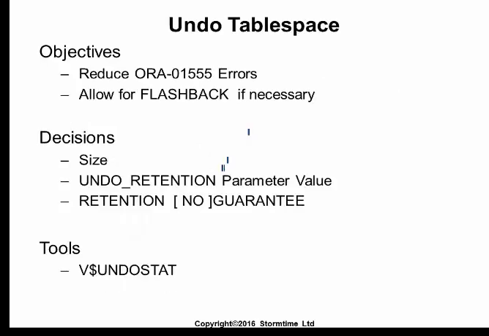So the objectives that we have as DBAs is reduce the ORA-01555 errors, snapshot too old. And if you've chosen to plan for using flashback, we've got to plan for that as well. So the decisions you've got to make are the size of the undo tablespace and the undo retention parameter value. The other thing we need to decide if we are having flashback is whether on the undo tablespace, this isn't a parameter, it's an alter tablespace, whether we want to guarantee that retention or not. The good tool you've got for all this is V$UNDOSTAT. So have a good look at that data dictionary view.